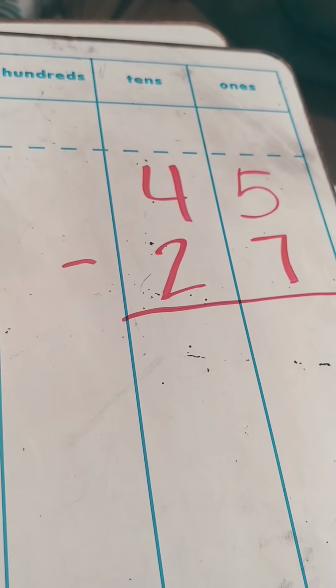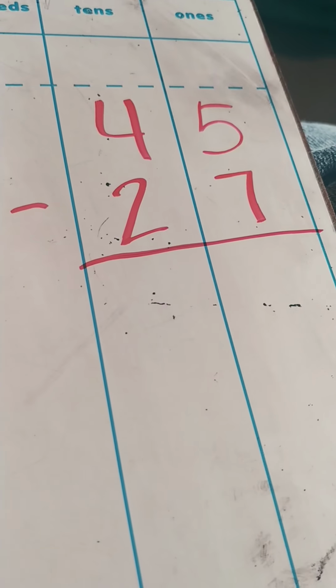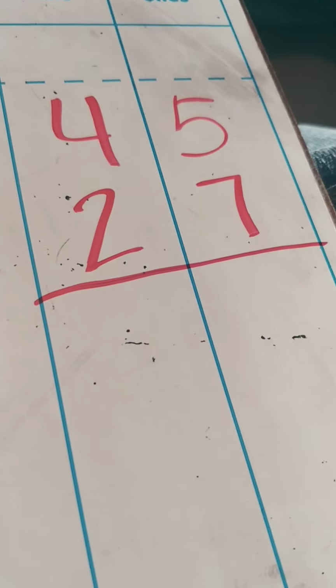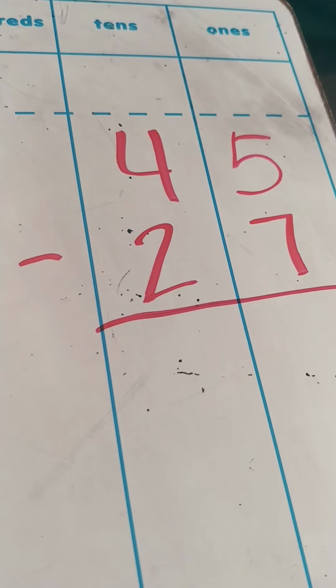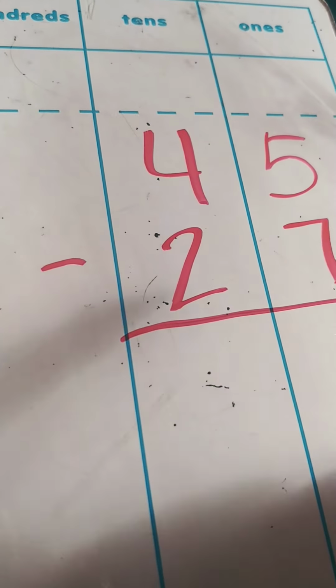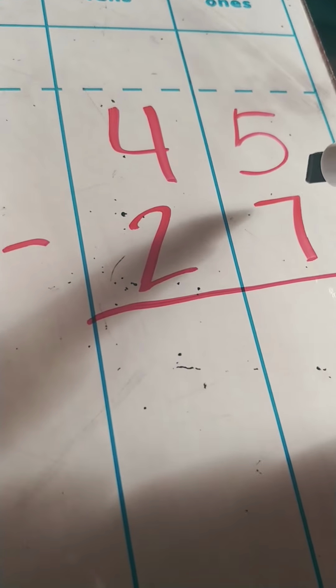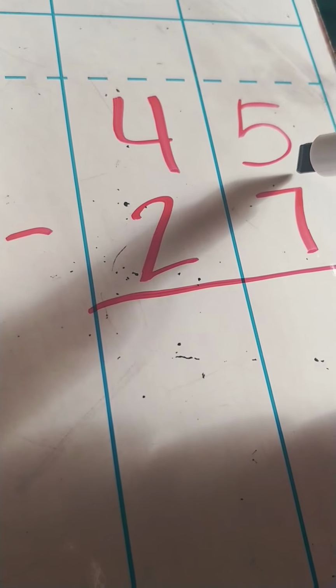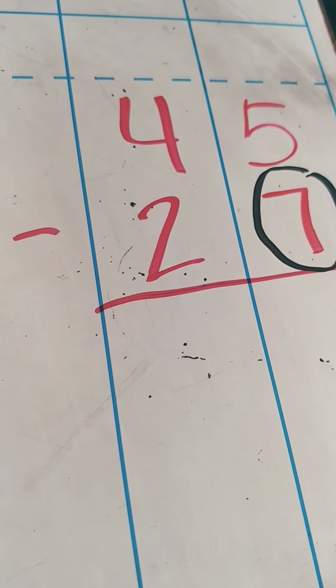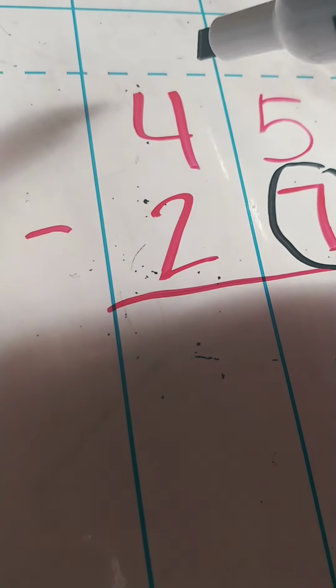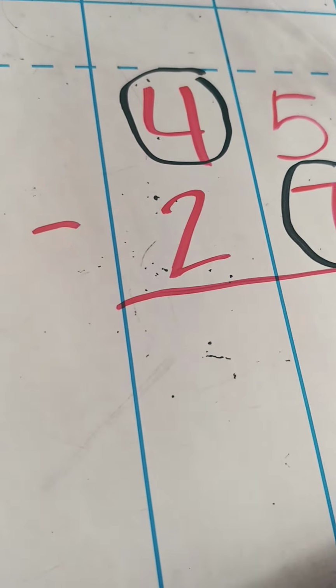I have told you guys the first step when you are subtracting is to determine which number has the bigger value in each place value. So we notice that the 7 is the biggest value in the ones place, and the 4 is the biggest value in the tens place.